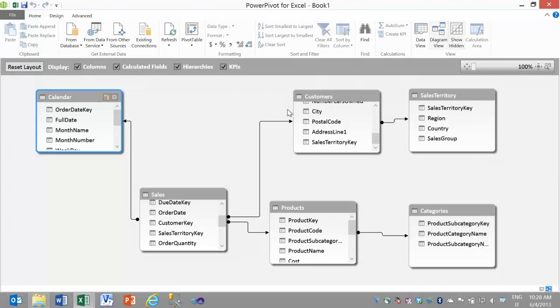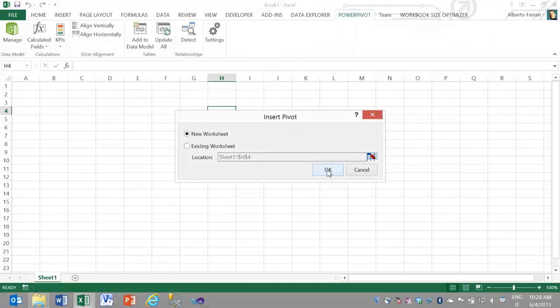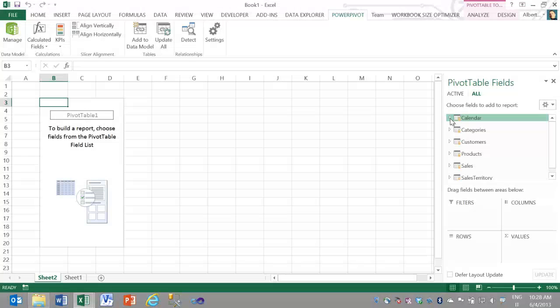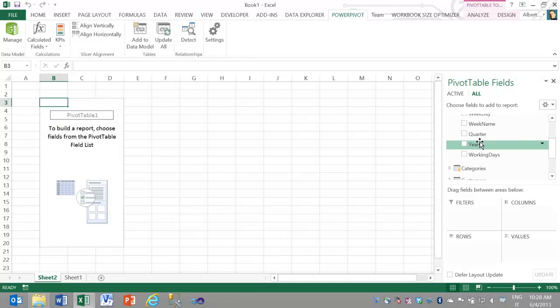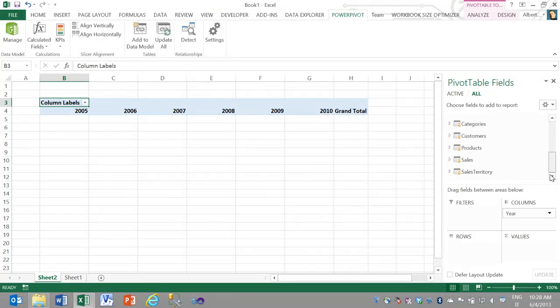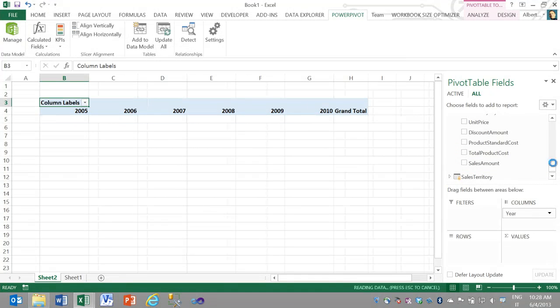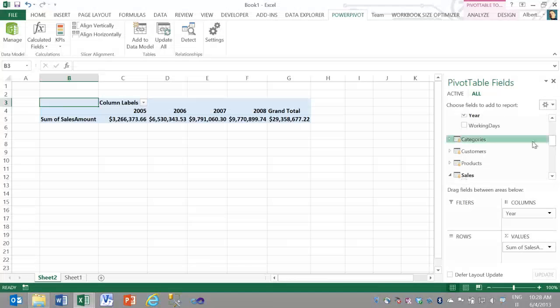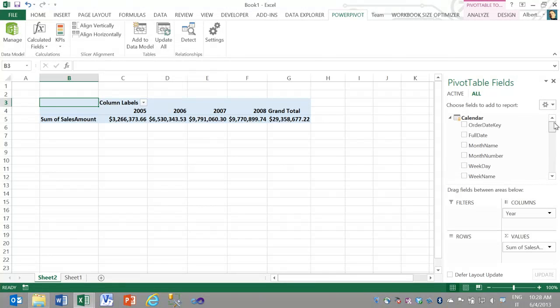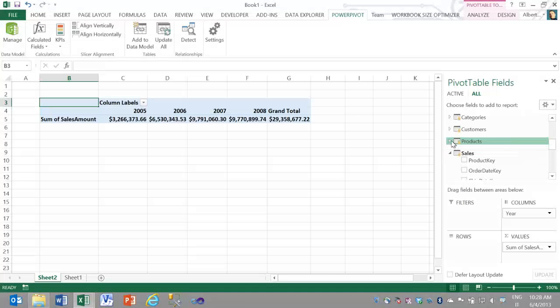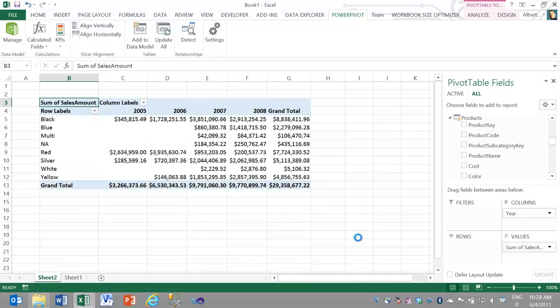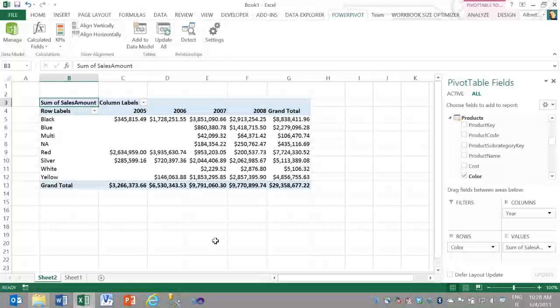And at this point, without doing anything complex, we can start browsing some data. Remember, we are user. We don't know much about programming and all this complex stuff. So we simply create a pivot table. We take the calendar year, put on the columns, and from the sales, we should have sales amount somewhere. Sales amount goes there. And from the products, okay, here you are, we simply take the color and put it on the rows. So the pivot table is already working.